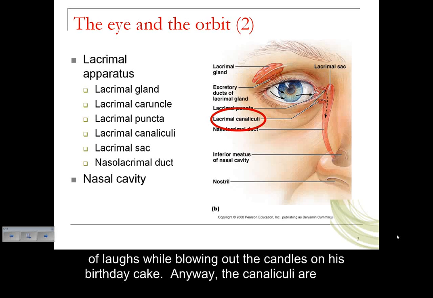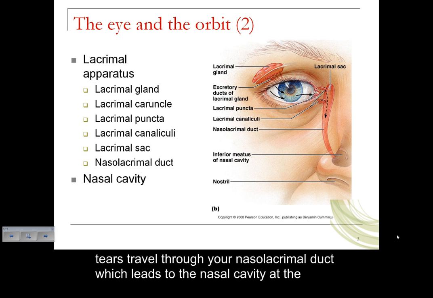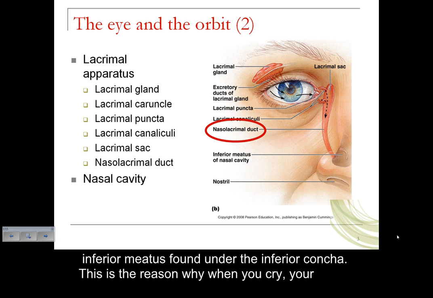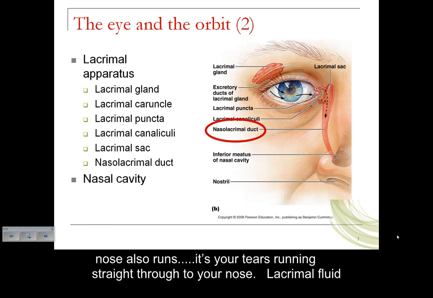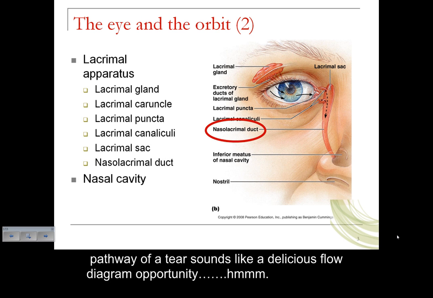Anyway, the canaliculi are supposed to have one-way valves that allow the tears to enter your lacrimal sac. And then the tears travel through your nasal lacrimal duct, which leads to the nasal cavity at the inferior meatus found under the inferior concha. This is the reason why when you cry, your nose also runs. It's your tears running straight through to your nose. Lacrimal fluid contains mucus, antibodies, and lysozyme, which is an enzyme that can destroy bacteria. The pathway of a tear sounds like a delicious flow diagram opportunity.